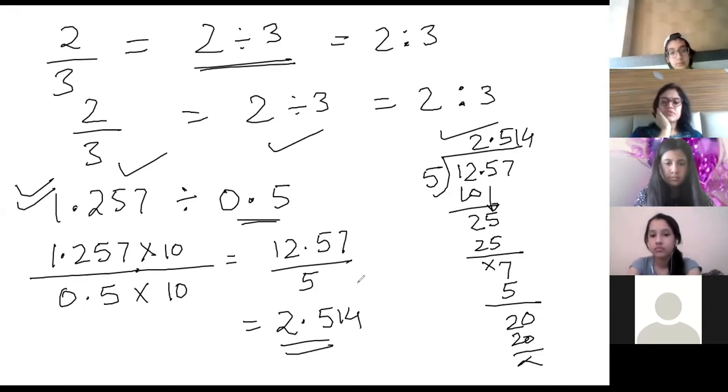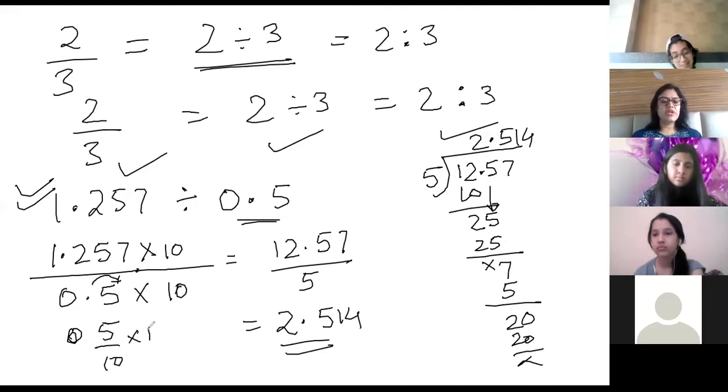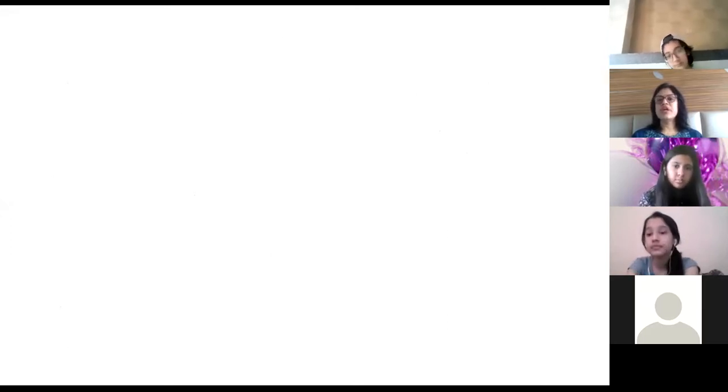Ma'am, the question had 0.5 multiplied by 10, so how did the denominator come to 5? We have done the decimal multiplication, it shifts one decimal to the right. 0.5 is 5 by 10, and into 10 you will get 5 only, right? Yes, sorry, I forgot. We have done the shortcut method, decimal multiplication, shifting to the right equal to the number of zeros. Remember, Ibrahim? Yes, ma'am. That is the rule we are using.